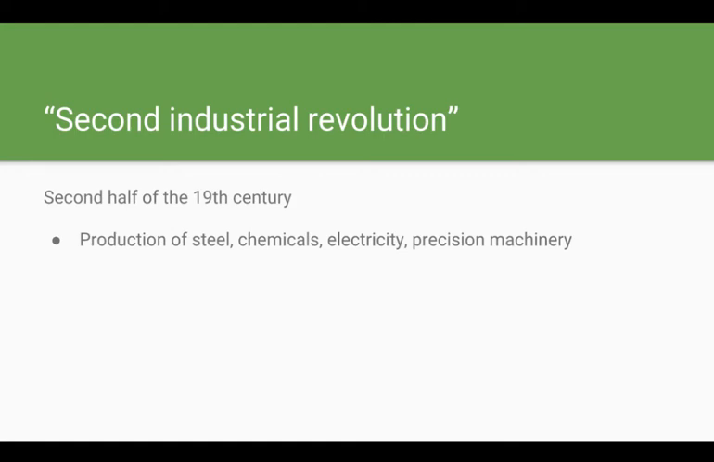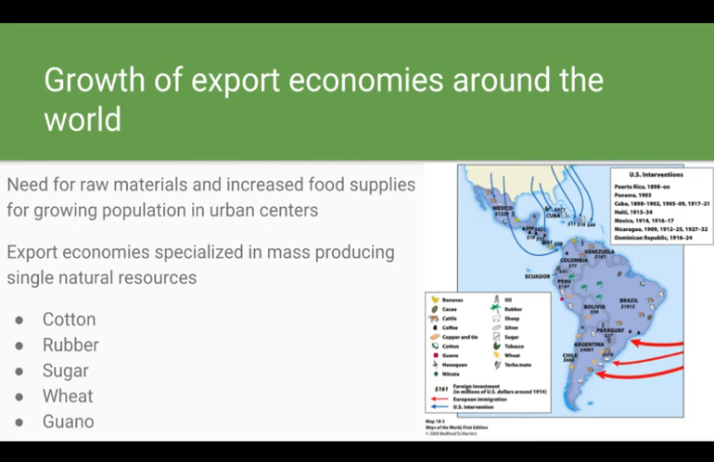And then, of course, machinery becomes more precise. This eventually is going to lead to the automobile and the airplane, for instance. Export economies. So we have now, by the early 1800s, the American colonies, for instance, have their independence. And this map here shows the Latin American region, and all these symbols show examples of goods that they exported. There's a list here on the left.